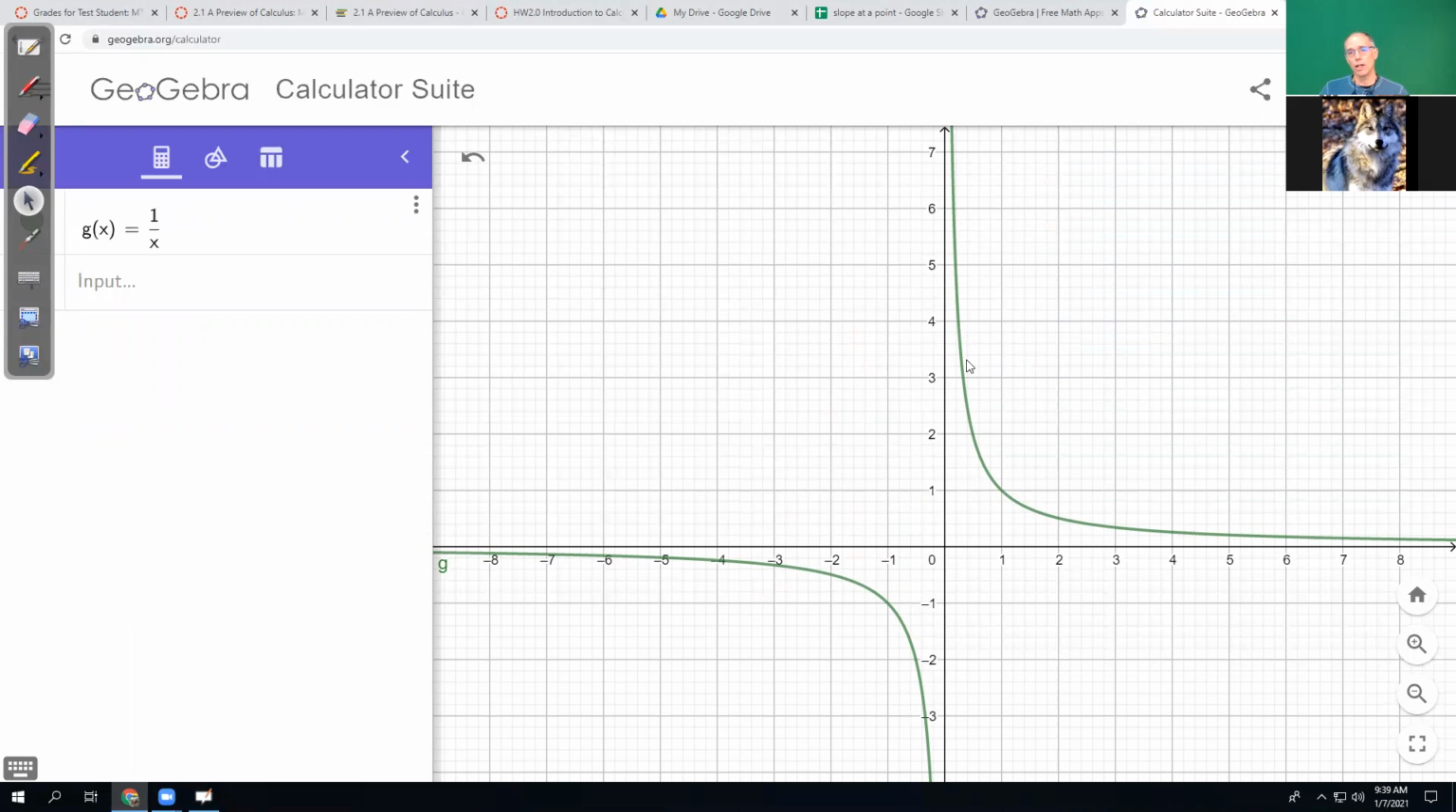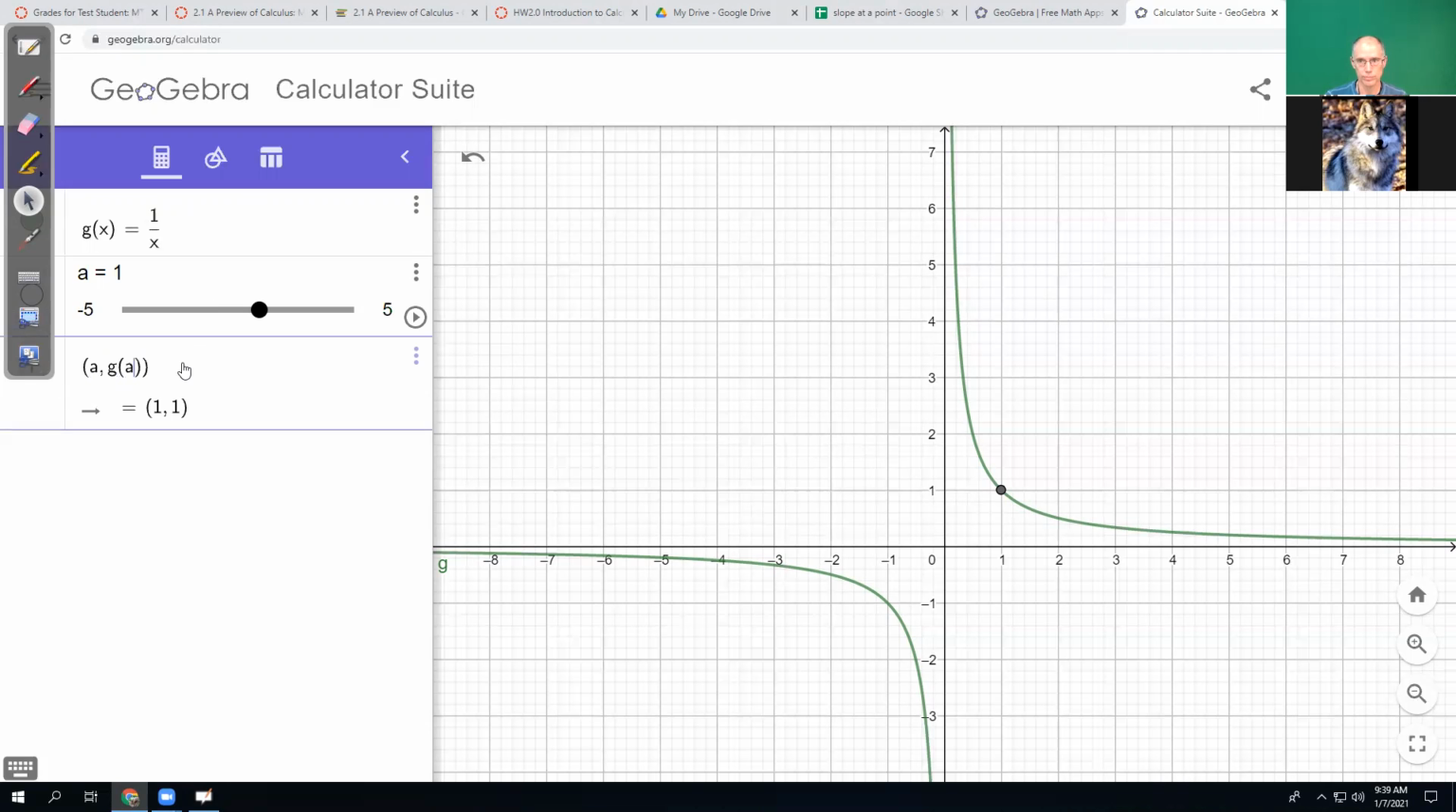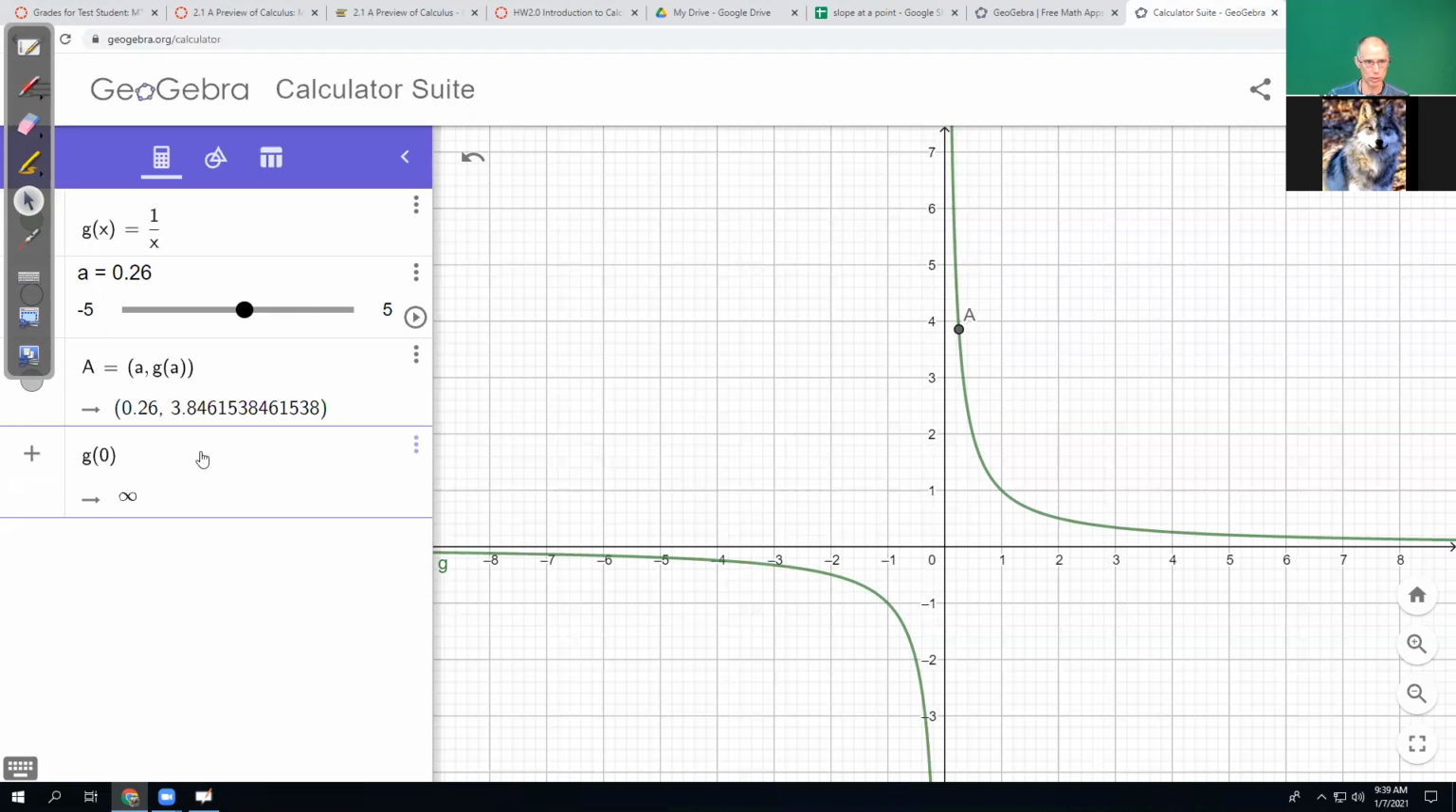This has asymptotes vertically at x equals 0 and horizontally at y equals 0. And if I take a point on this graph, a slider point, as I move it, as the x value gets closer to 0, the y value is going to get bigger and bigger and bigger. It's going to keep climbing and climbing. What happens if I try to get it to 0? That's a problem, because if I say, hey, what's g of 0? It's going to say it's infinity. Well, that's weird. Is it really infinity?